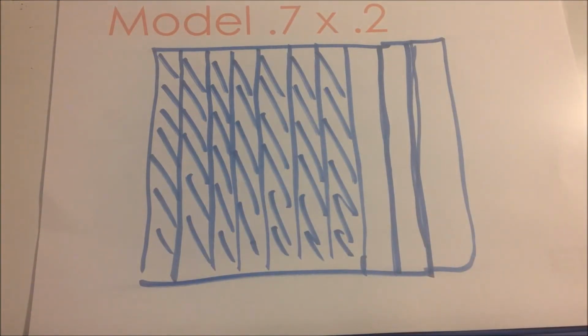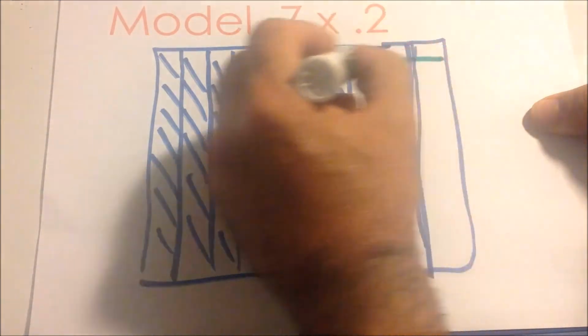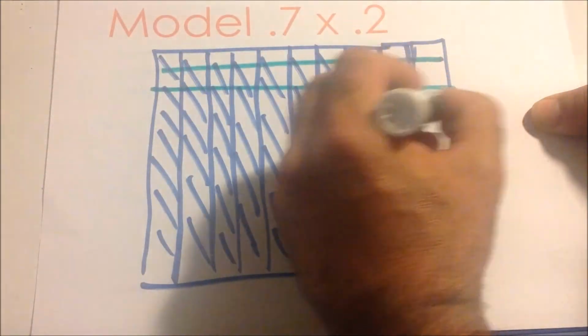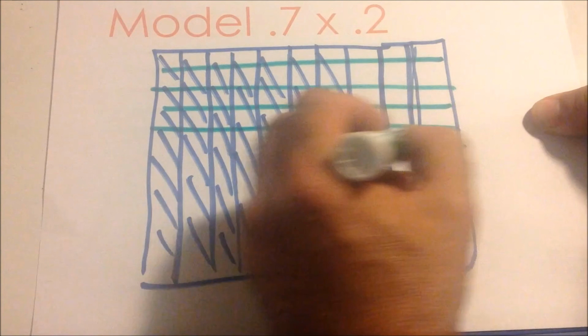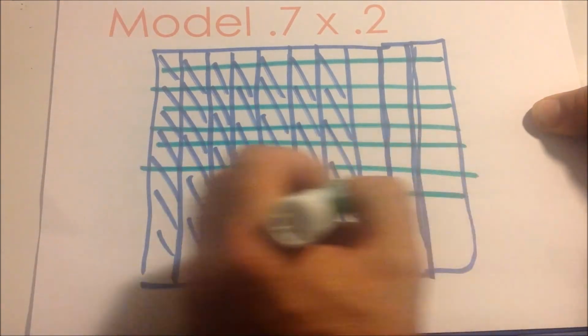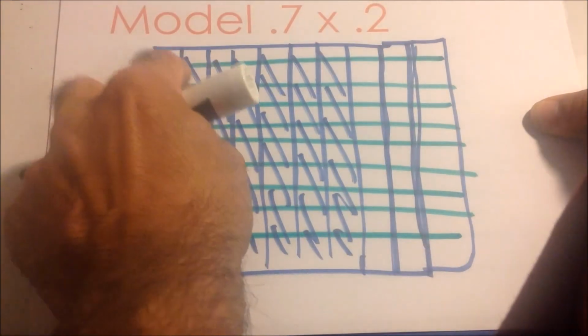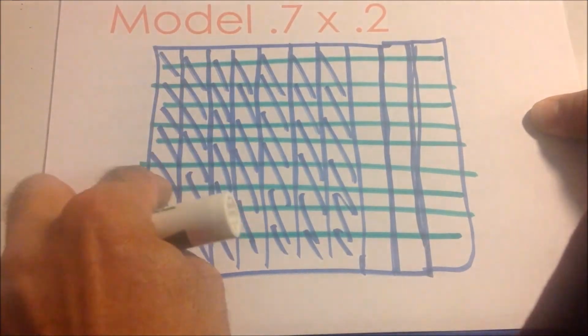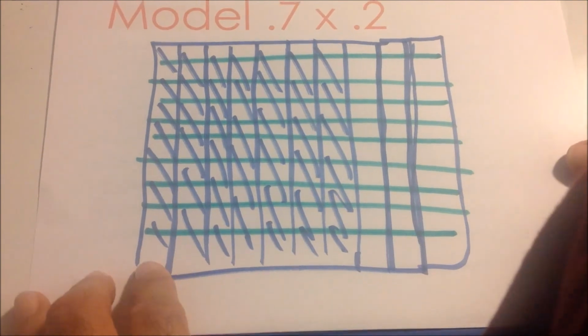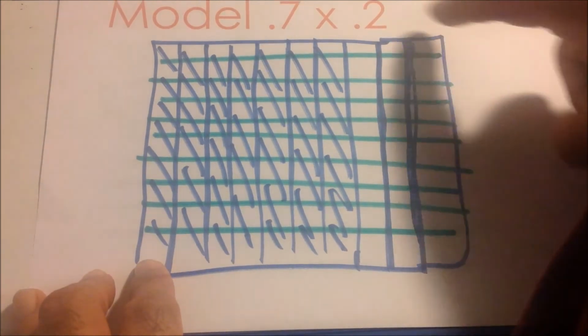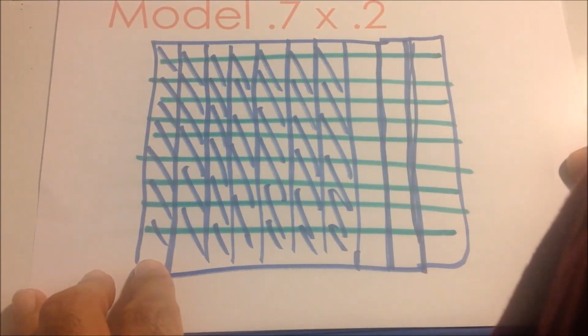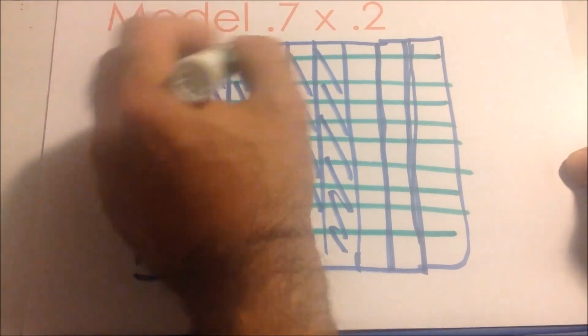Okay. Now, for the other one, we have to go left to right. So let's use green for left to right. Make our 10 boxes now. 1, 2, 3, 4, 5, 6, 7, 8. That should be 10. Let's double check. 1, 2, 3, 4, 5, 6, 7, 8, 9, 10. Now, how many should I shade with 0.2? 2. 2 should be shaded this way.